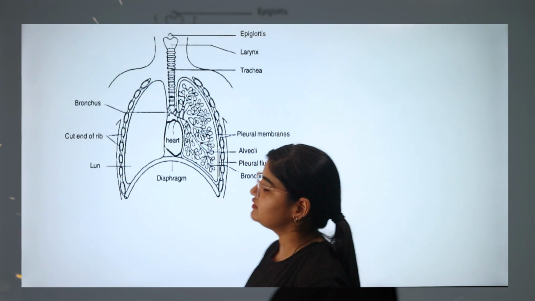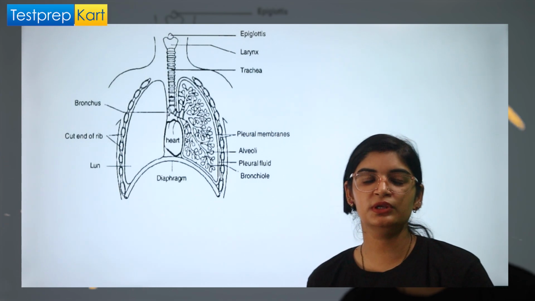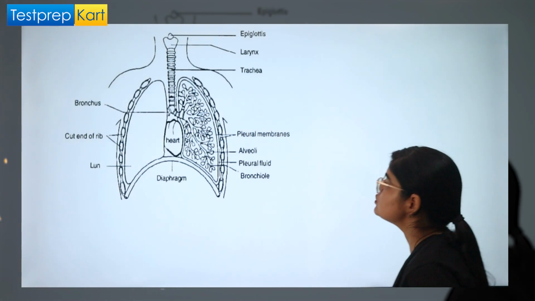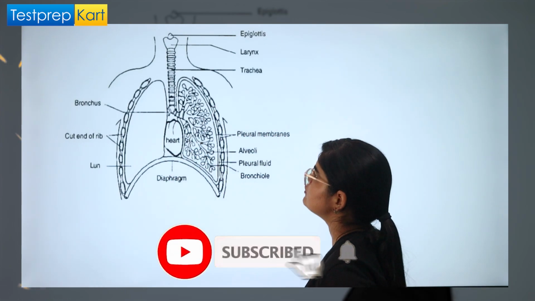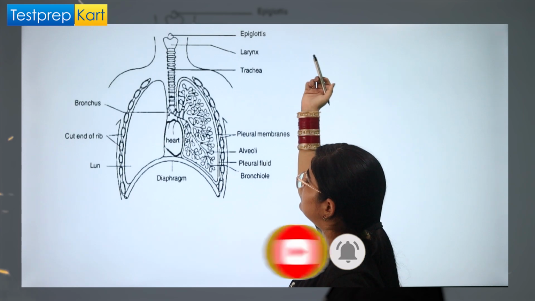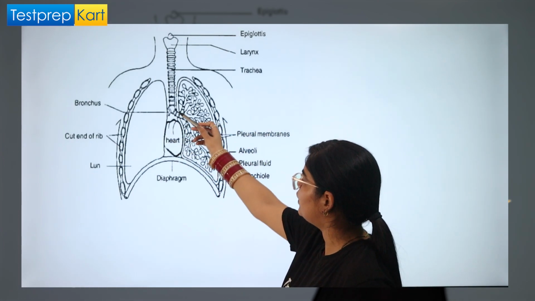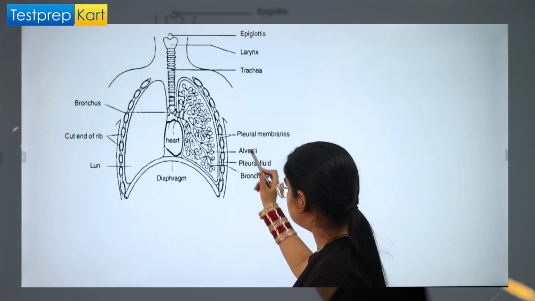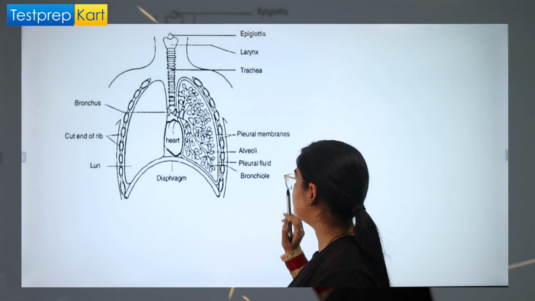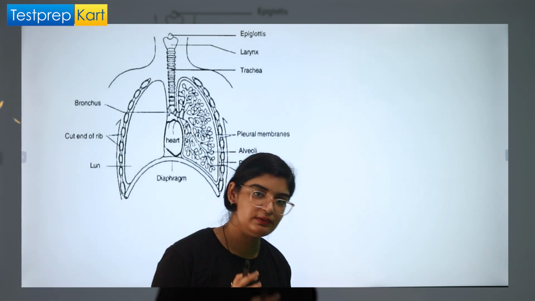Till now we discussed the human respiratory system. The human respiratory system basically comprises the human respiratory passage and the respiratory organ, that is, the lungs. When we talk about the human respiratory system, it starts from the external nostrils, then we have the nasal chamber, then the epiglottis, larynx, trachea, bronchi, then we have the lungs, and this is the diaphragm, pleural fluid, alveoli, and bronchioles. So these all are part of the human respiratory system.